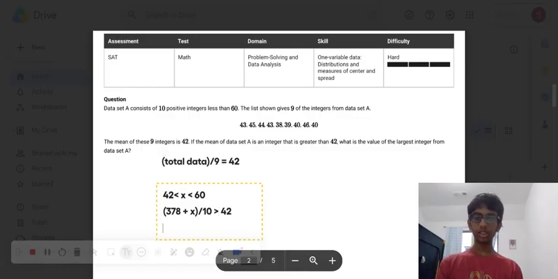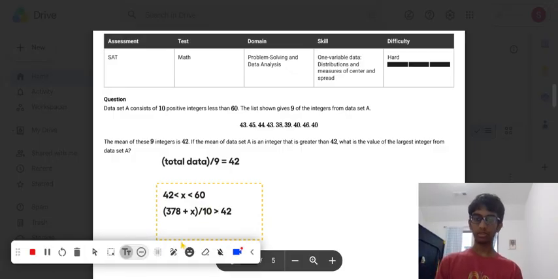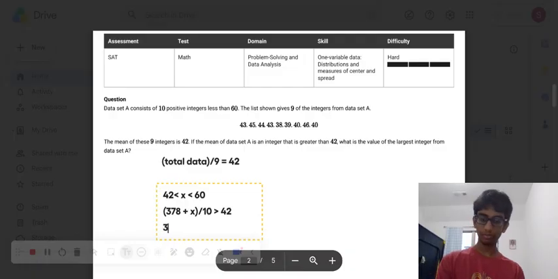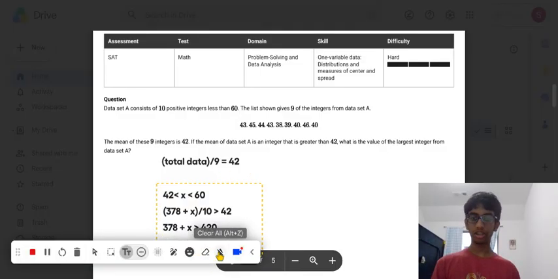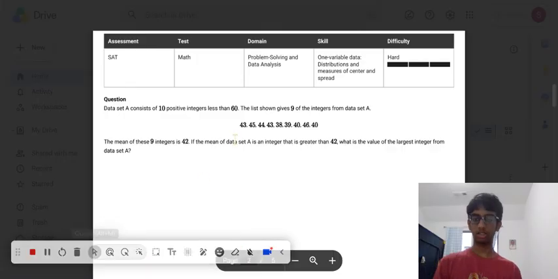And since we are only having integers, we'll have 378 plus x greater than 420. And x, in this case, will be equal to 52. Is 52 greater than 42? Absolutely. So we have found our answer. Our answer is just 52. Moving on to our next question.